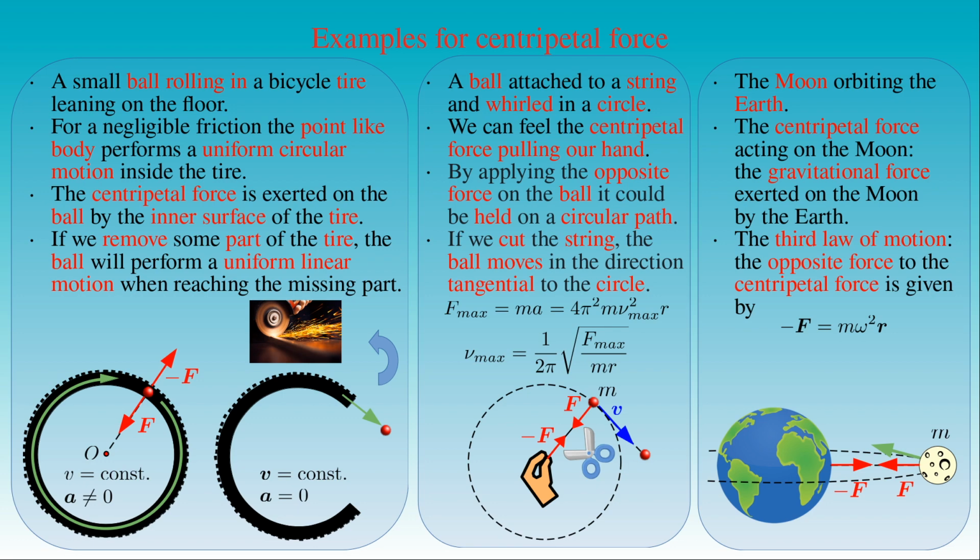However, this force is exerted not on the Moon but on the Earth, which, in turn, exerts the centripetal force on the Moon. This is the case in the first and the second examples as well, where the opposite force minus F acts on the bicycle tire or our hand, respectively. The opposite force to the centripetal force is also known as centrifugal force, but this term has other meanings in dynamics, and we will only use it when we study motion in a rotating frame of reference instead of a rest frame.